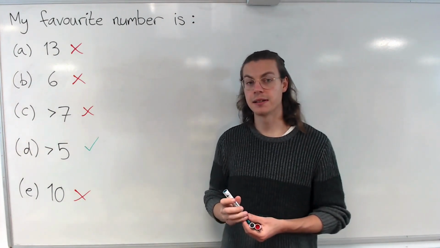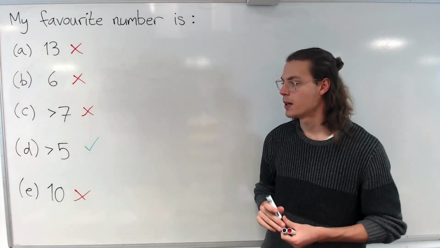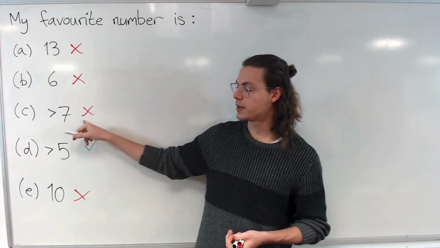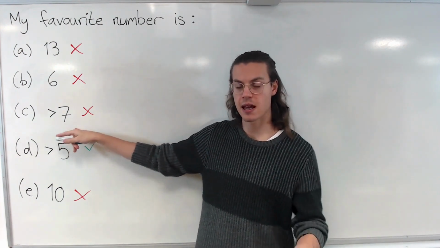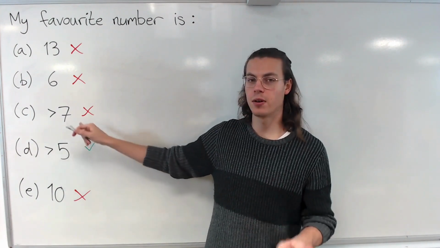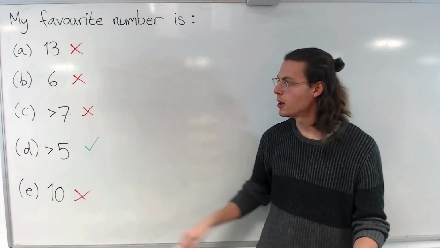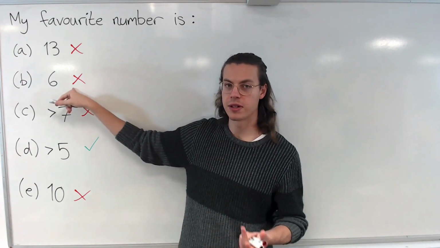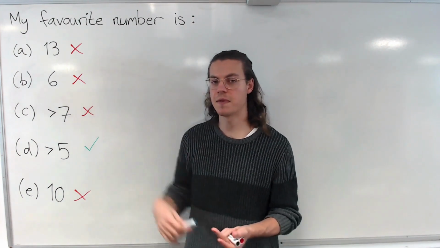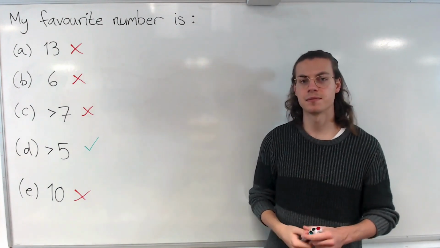My favorite number is greater than 5. Now we also know that my number is not greater than 7. It's greater than 5 but not greater than 7, which leaves 6 or 7 as options. But we also know that the number is not 6. So my favorite number must be 7.